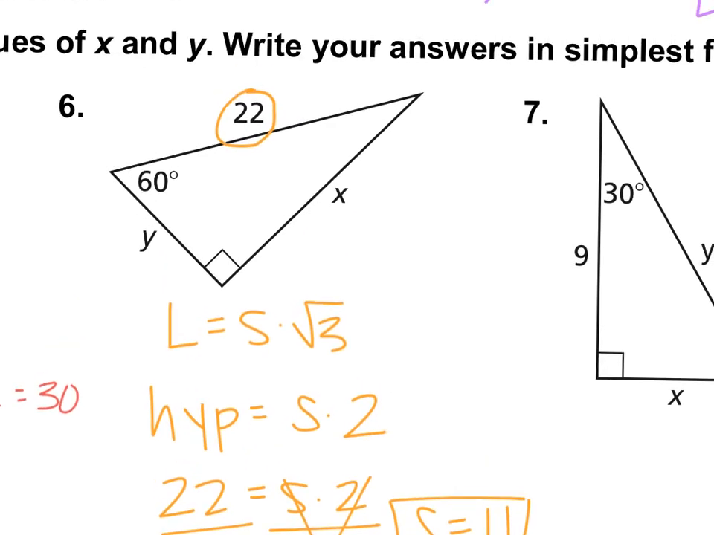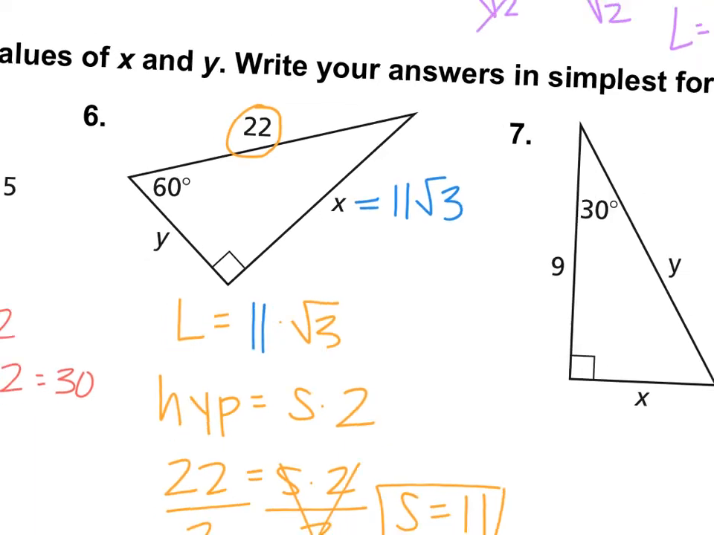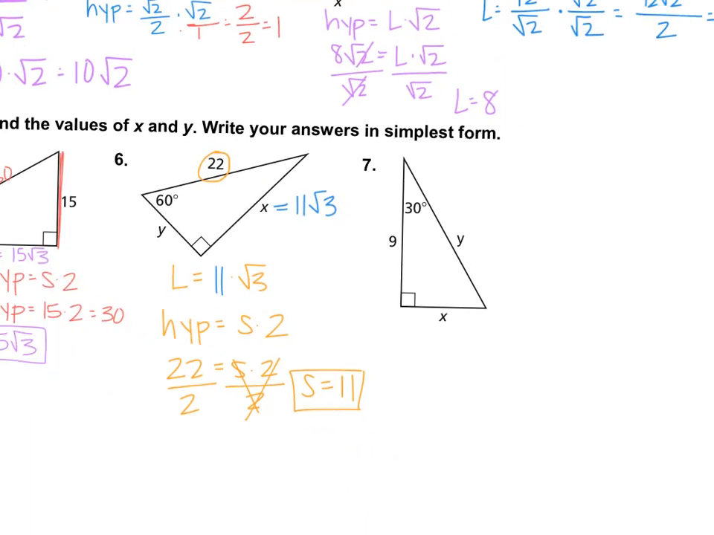So now up here, that's going to help me with my long side, right? So I can just plug this 11 into where I had my S. So my long side, or my x, would be equal to 11 radical 3. Do you guys want to see 7, or would it be helpful for you just to get more practice? 7? Okay.